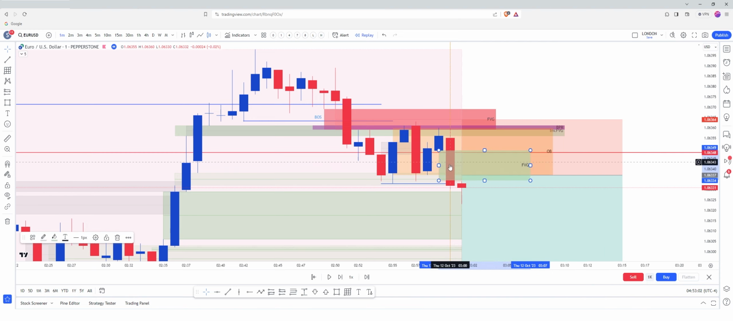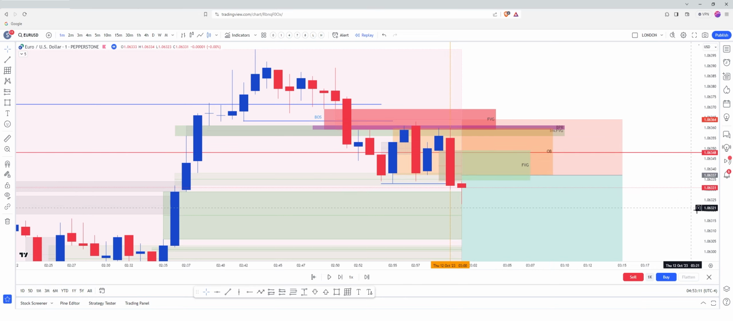So this is a bearish fair value gap. So we've got a bearish fair value gap into an order block. We've had a break of structure here. We've had another break of structure down here now. We've rejected off a balanced price range.